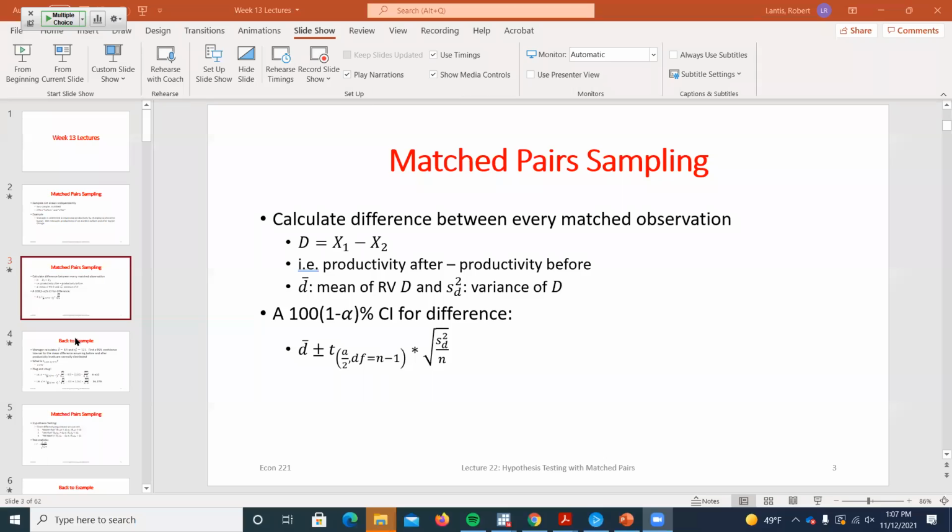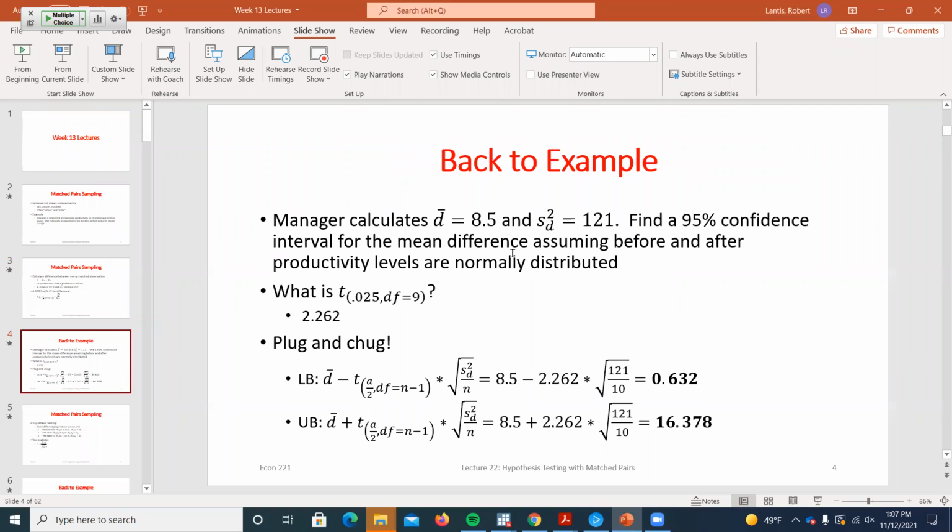So we go to this first example, right? Let's say we had those 10 workers, we calculate the difference and find an average difference of 8.5, a variance of 121, and I want to build a 95% confidence interval. Well, at the 95% confidence level, my alpha would be 0.05. I've got alpha over 2 on each side of my confidence interval, so 0.025 is the area that I want on each side. And then my degrees of freedom is simply n-1. I said I had 10 workers, so my degrees of freedom would be 9.